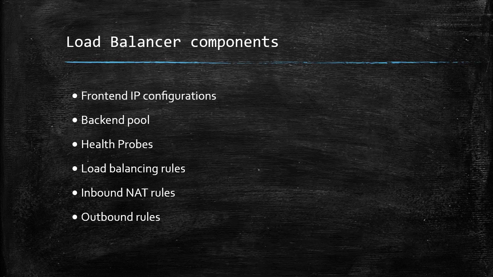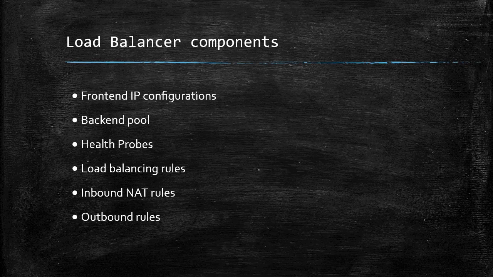The next component is inbound NAT rule. Inbound NAT rule is used to translate the front-end IP address and port of the load balancer to the private IP address and port of a VM. Unlike load balancer rule, the inbound NAT rule doesn't depend on the health probe. It just forwards the traffic. It doesn't check whether the backend service is running on the specified port or not. It just forwards a packet to the backend VM on the specified IP and the port.